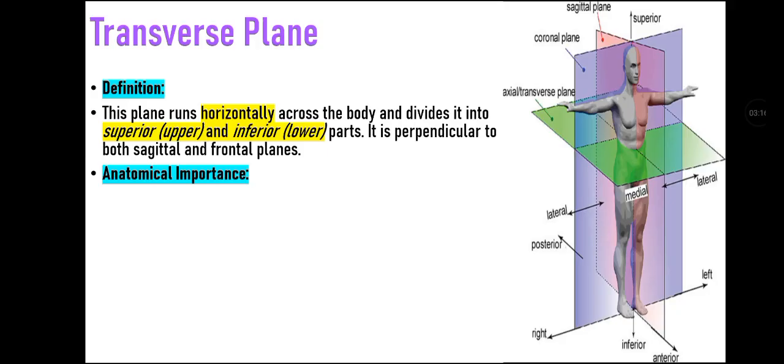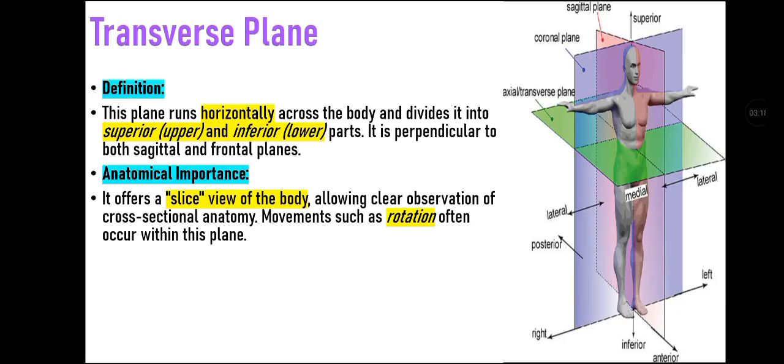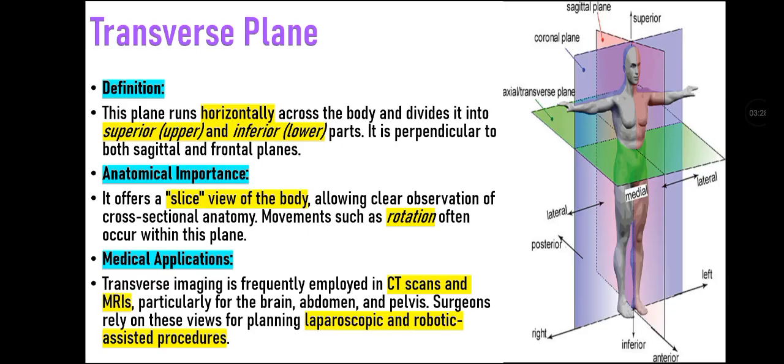Talking about its anatomical importance, it offers a slice view of the body, allowing clear observation of cross-sectional anatomy. Movements such as rotation often occur within this plane. Talking about its medical application, transverse imaging is frequently employed in CT scans and MRIs, particularly for the brain, abdomen, and pelvis. Surgeons rely on this view for planning laparoscopic and robotic-assisted procedures.